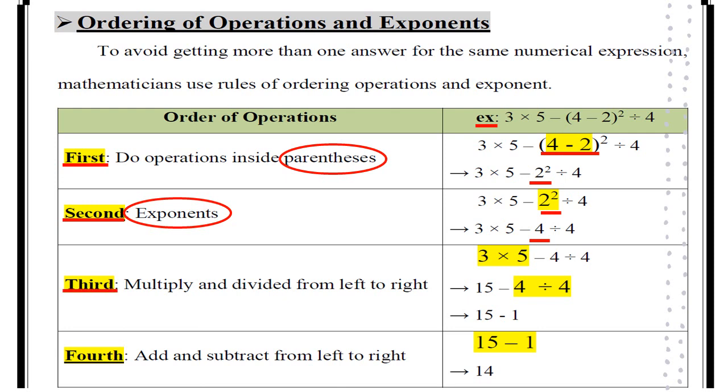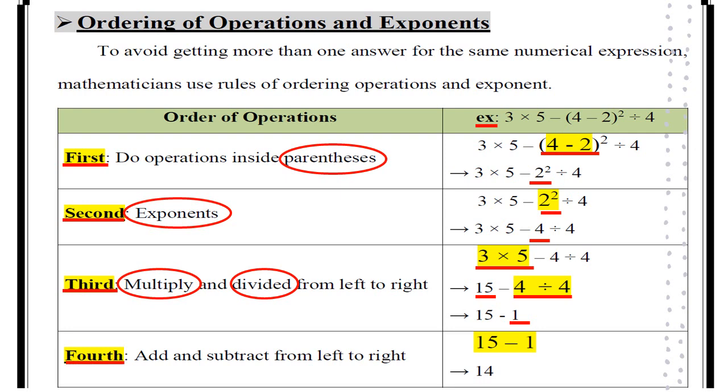Third, I have to multiply and divide from left to right. So first I will multiply. 3 times 5 is equal to 15. And then I will divide. 4 divided by 4 is equal to 1. So it will be 15 minus 1.